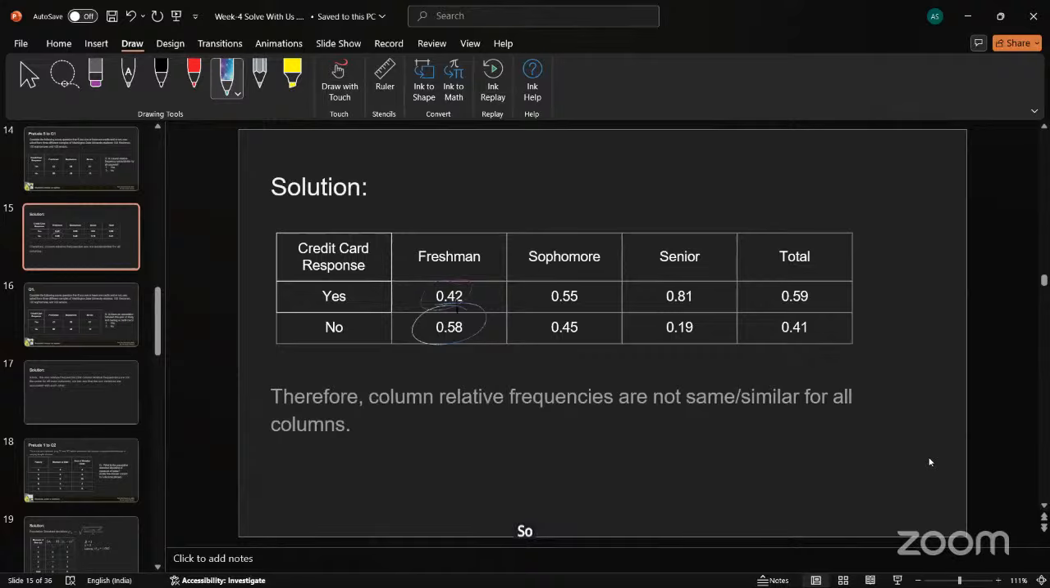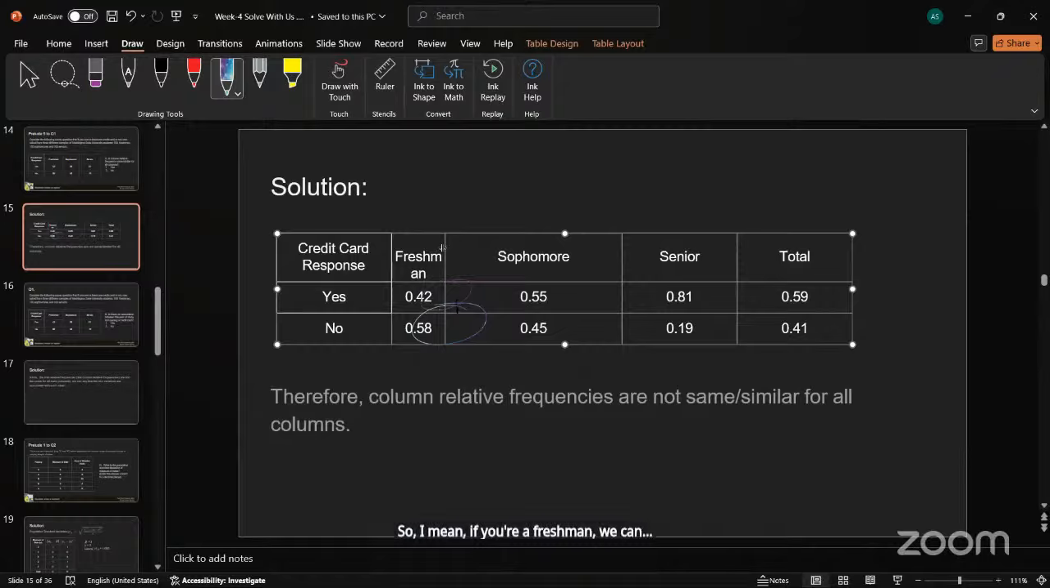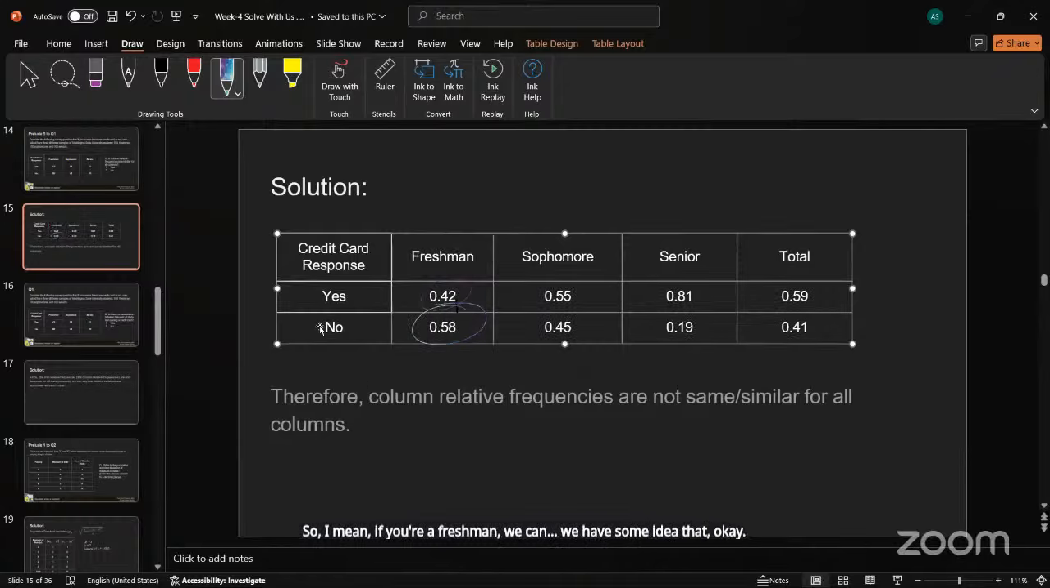Now you calculated these ratios, 0.42. So if you're a freshman, you calculated the probability, or the percentage, the ratio, that if you're a freshman, there is a 0.42 chance that you own a credit card and 0.58 chance that you don't own a credit card. Are you getting this?